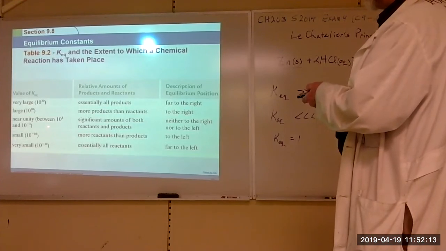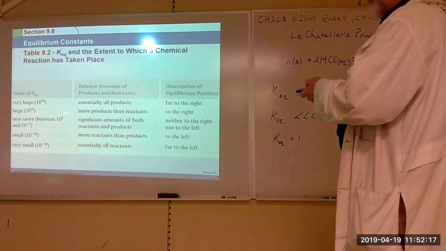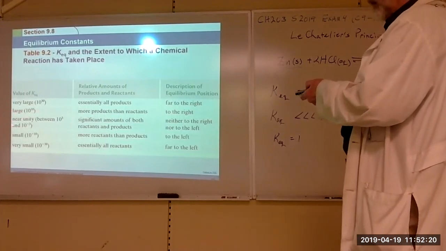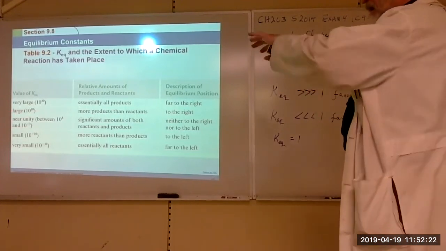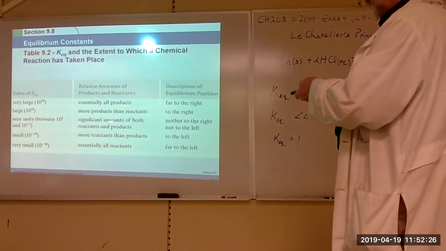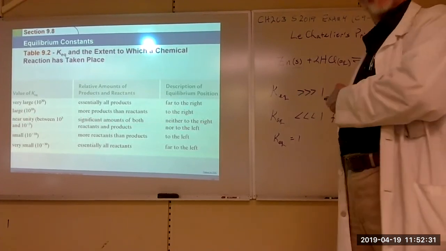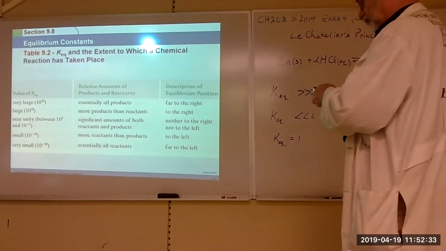Right. Okay, so they're good. They are making a distinction. They're not saying it's equal to 1. It's just in the region of 1, where neither right nor left is favored. That's good. I'm glad they did that.